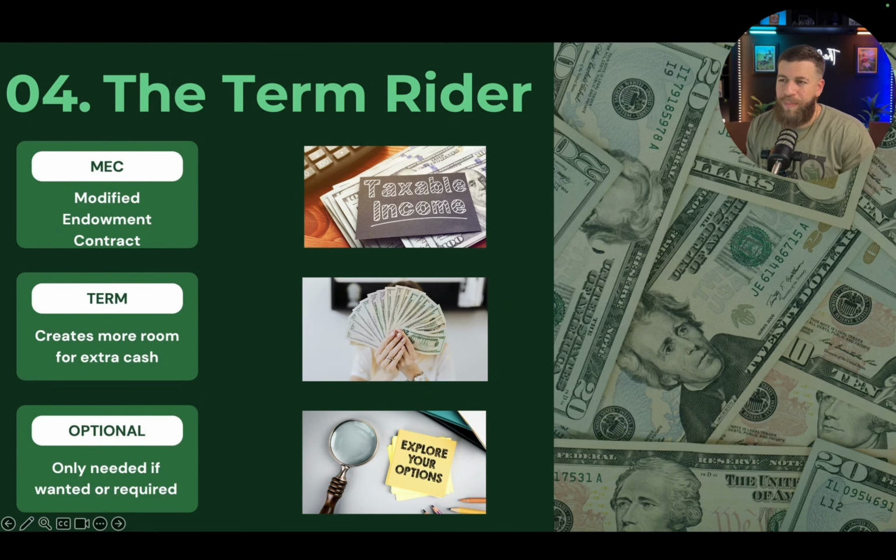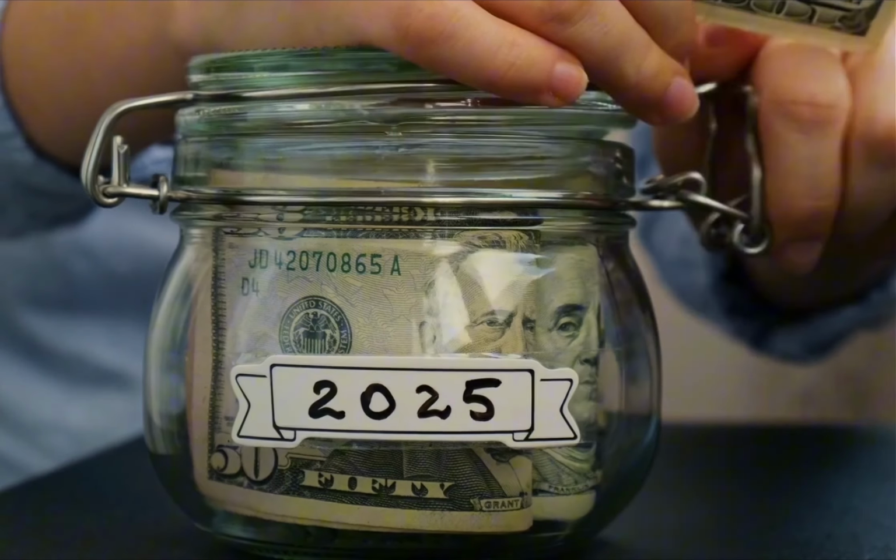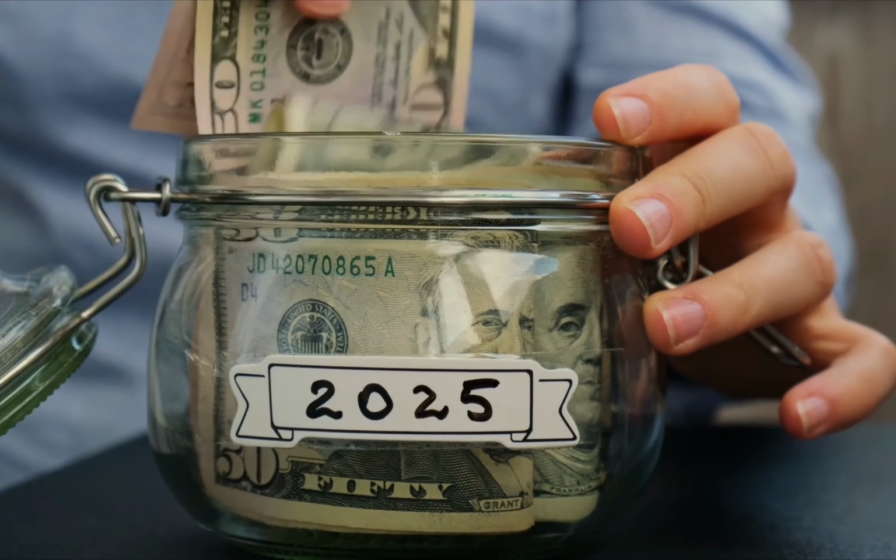So again, your policy turning into a MEC wouldn't be the worst thing in the world. A lot of businesses, very large businesses, are totally fine with that happening. But at the end of the day, if we're using this thing for banking, ideally, we want to avoid that MEC status. Now, putting money in and pulling money out is why I love this asset for entrepreneurs. And not just entrepreneurs, I love it for most people, especially if you're somebody that's able to save more than you spend.